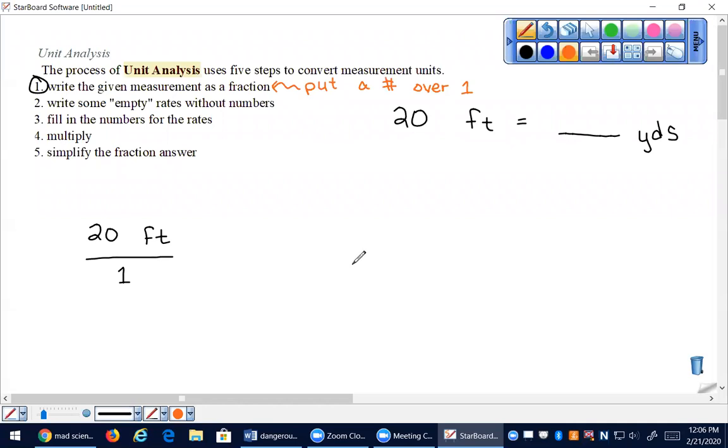If the thing they gave you was already a fraction, like 30 miles per hour, then you would just write it. 30 miles would be on the top and the hour would be on the bottom. So if it is a fraction, you just write it. If it's not, like in this case, put it over 1.